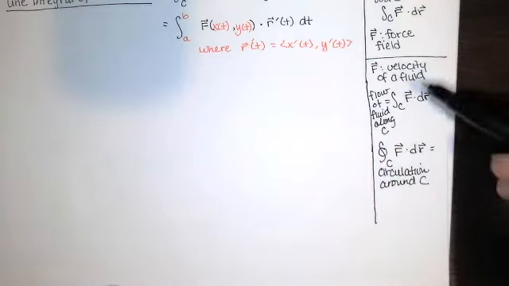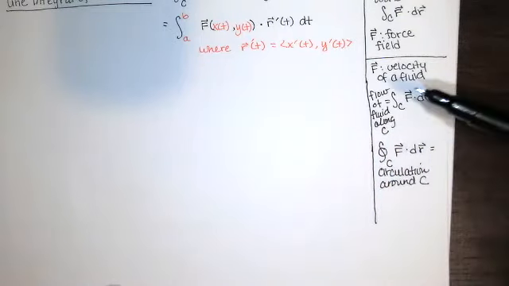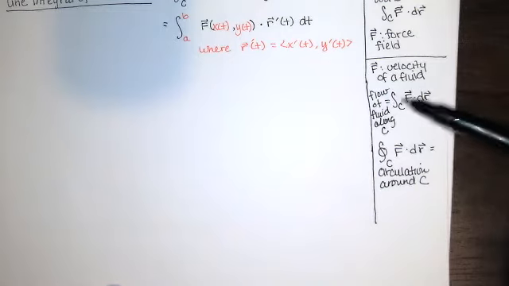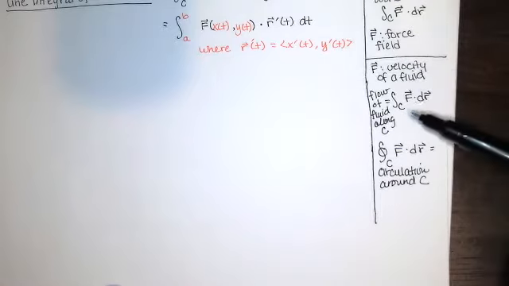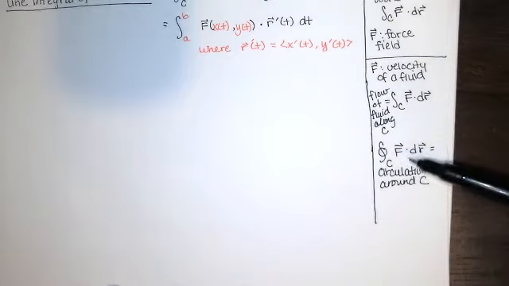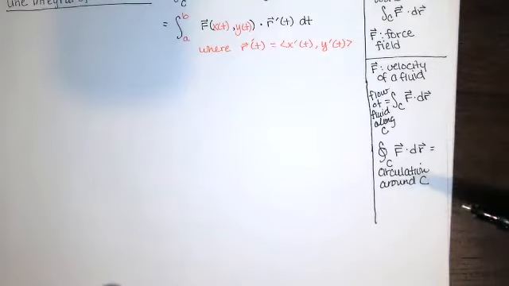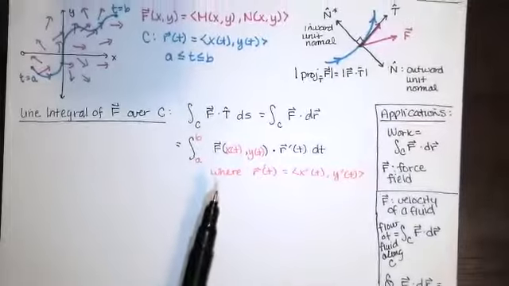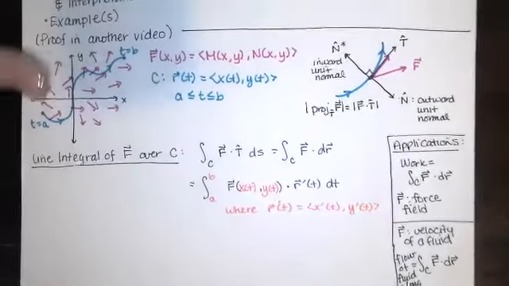But this is what we get if F is the velocity field of the fluid. We say, how much is that field sort of aligning with that curve, going in the same direction that that curve is flowing, or that curve is going? Well, that's flow. Or how much is that fluid flowing around C? And then we call that the circulation of the fluid flow around C. Okay, so that's a line integral of F over C.